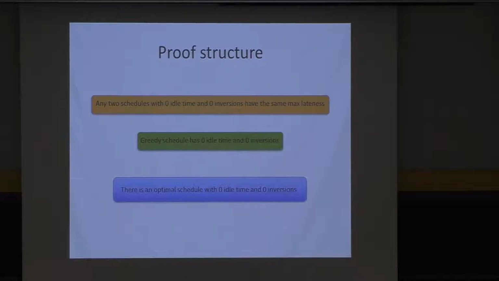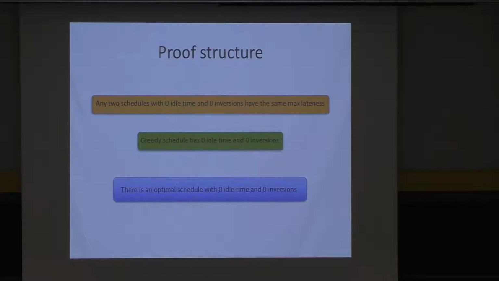So to prove that the greedy algorithm is actually an optimal algorithm, there are 3 steps. The first thing that we proved last Friday was to argue that if you give me 2 schedules for the same problem instance, and I don't care how they're scheduled in the details except 2 things: if they both have 0 idle time, and if they both have 0 inversions, then the maximum lateness for both schedules is exactly the same.